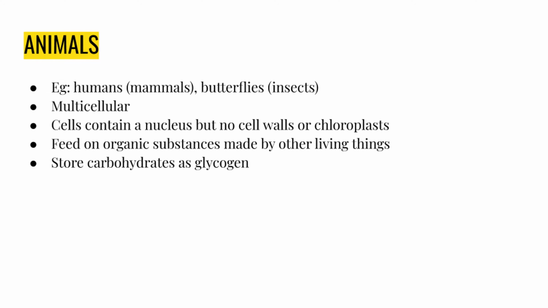The cells of animals contain a nucleus but no cell walls or chloroplasts. They are different from plant cells because animal cells do not have cell walls nor chloroplasts. They feed on organic substances made by other living things, and they store carbohydrates as glycogen.